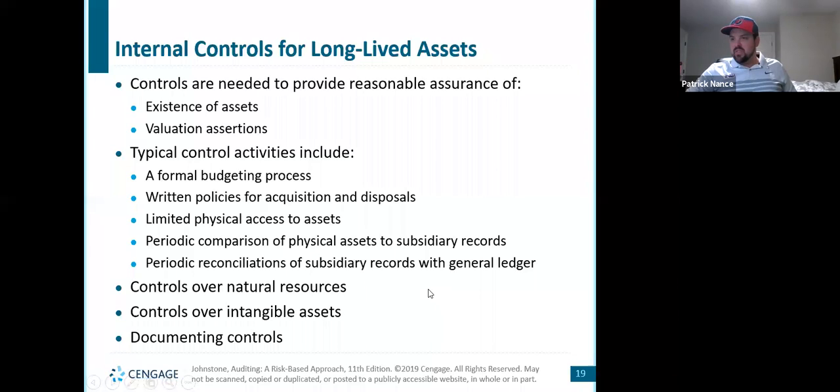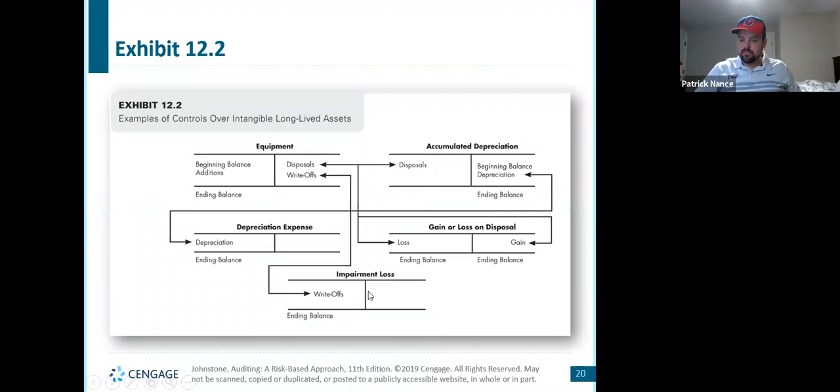This, by the way, is on 652. The PowerPoint actually has the wrong picture on this. This is the same picture we looked at before. But on page 653, if you're looking at the book with me while you're going through this, you'll see that this talks about the authorization process, documentation, and what the approval process is over intangible long-lived assets. So this is not the right part here. This is not Exhibit 12.2. This is Exhibit 12.1 again.